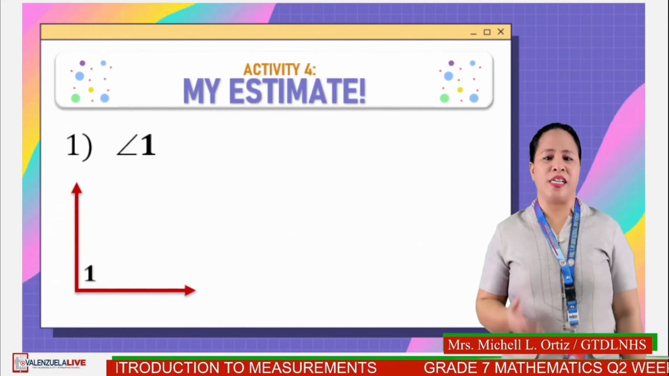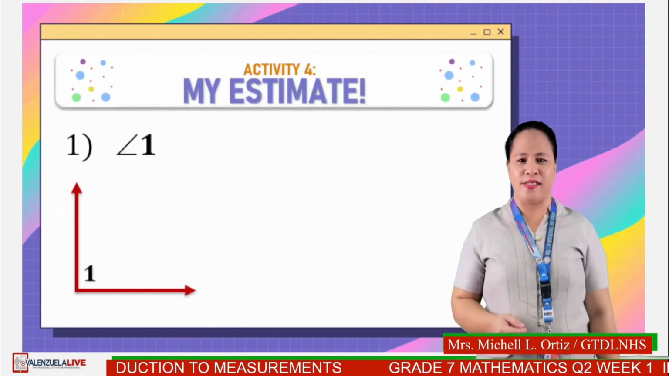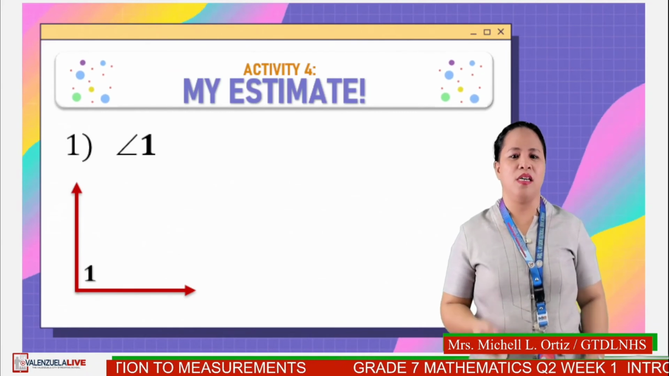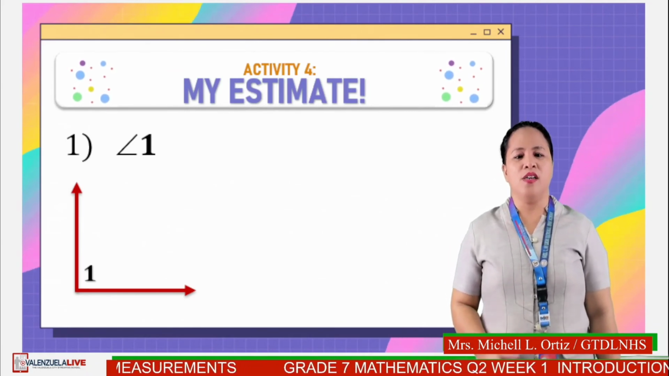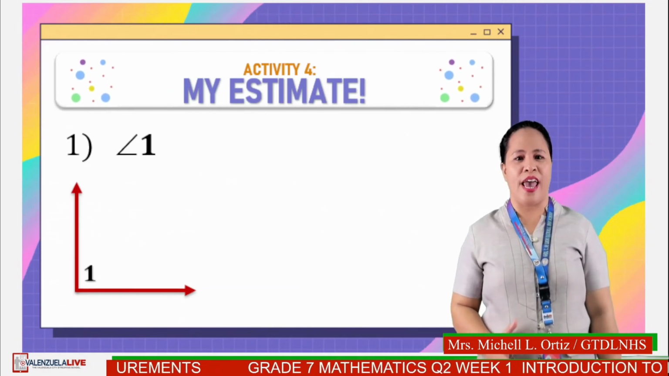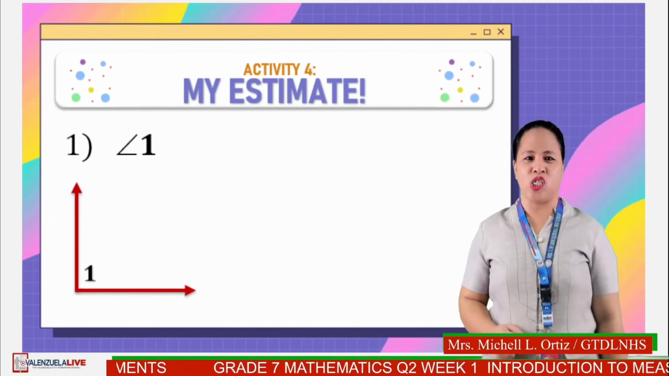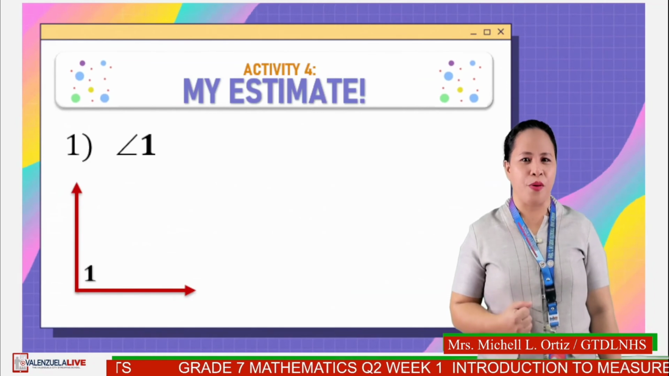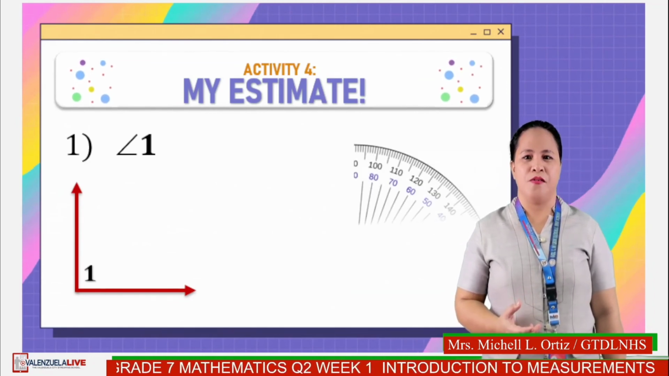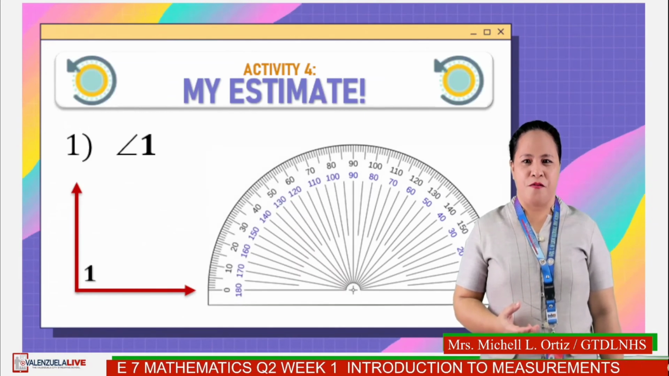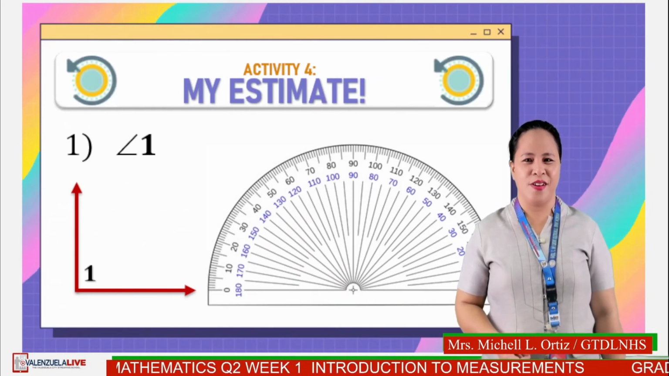Let us have activity number 4 entitled My Estimate. Give your estimated measure for the given angle. You have 5 seconds to key in your answer in our comment section below. Number 1. Five seconds. Go.